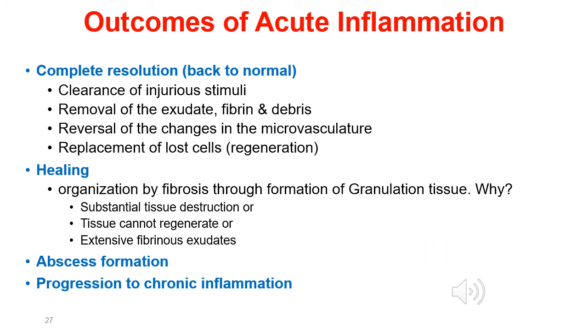So now, what are the outcomes of acute inflammation? Of course, there can be complete resolution and back to normal, which is the most likely scenario, with the clearance of the injurious stimuli, removal of exudate, fibrin, and debris, reversal of the changes in the microvasculature, and replacement of the lost cells, by regeneration. So complete resolution is probably the most likely scenario of these different types of acute inflammatory process.